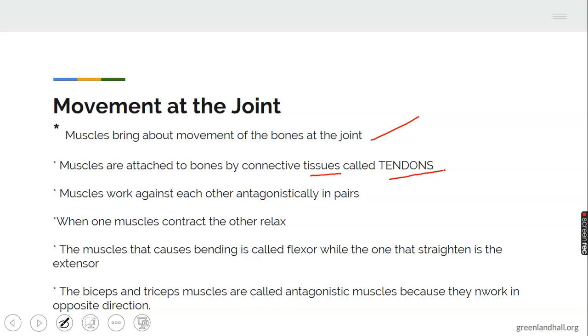Muscles work against each other, that is, they are antagonistic. When one is contracting, the other is relaxing. That's what is antagonistic. When one muscle contracts, the other relaxes, like the ones we have in the arm. That is the work of the biceps and triceps muscles.